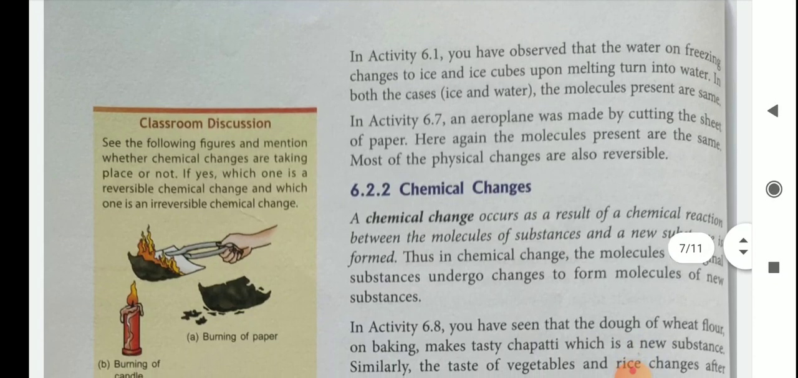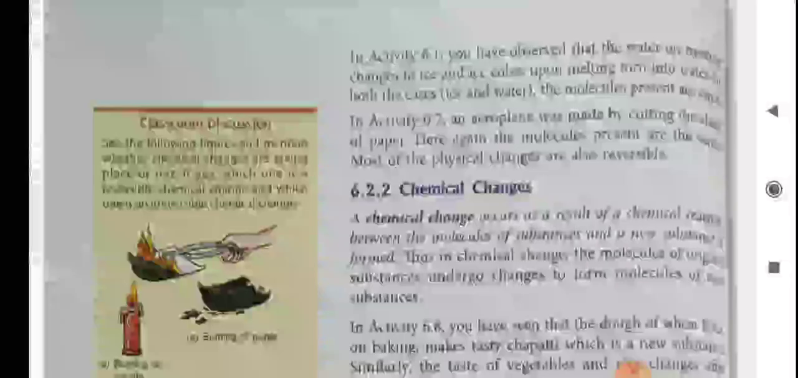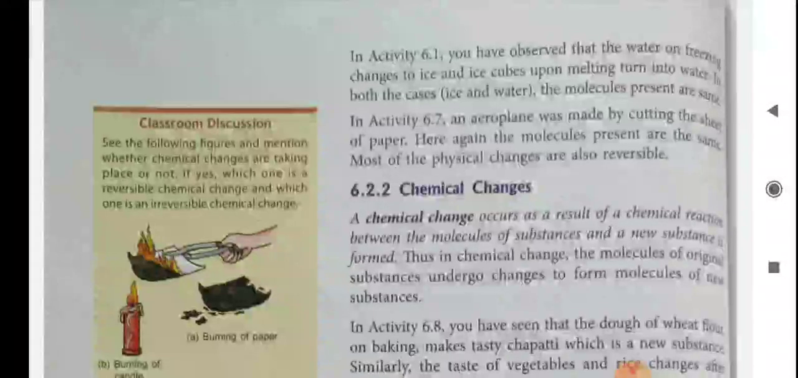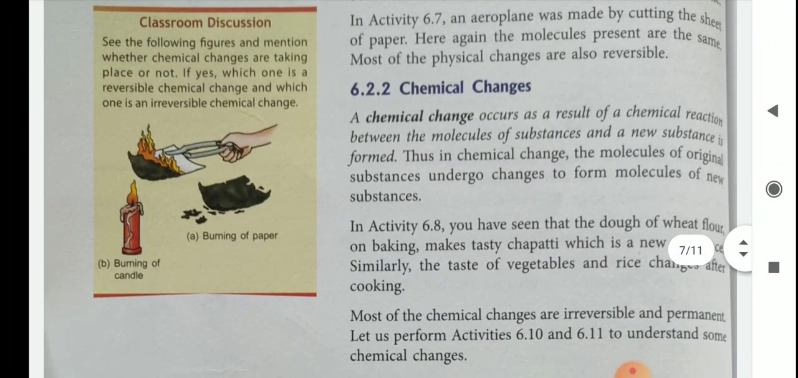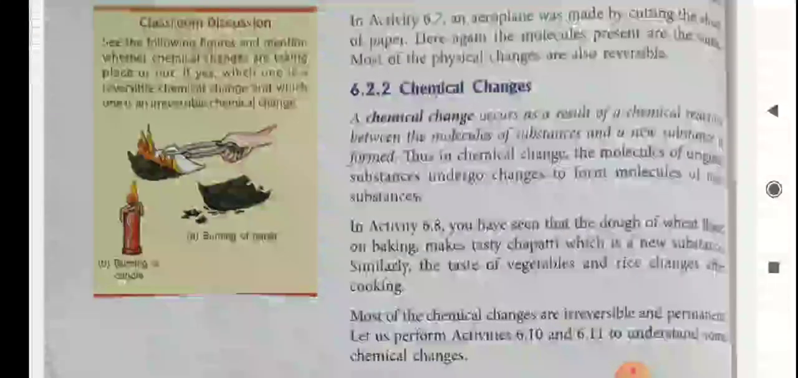We can take one example of physical change. Water on freezing changes into ice, and ice cubes upon melting turn into water. In both cases, ice and water, the molecules present are the same. But chemical changes are just the opposite of physical changes.